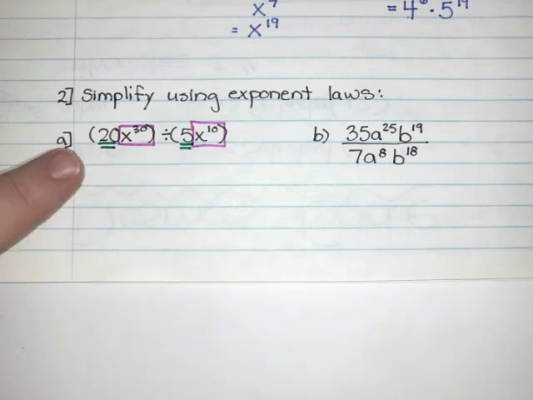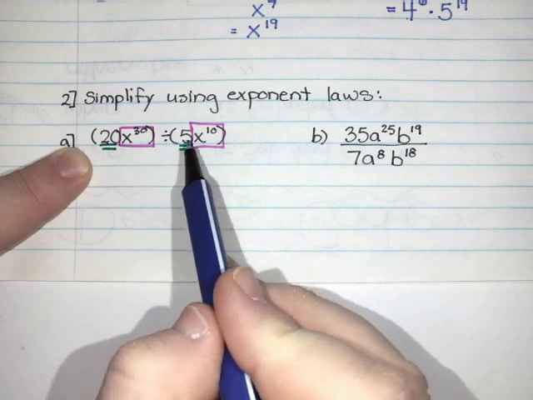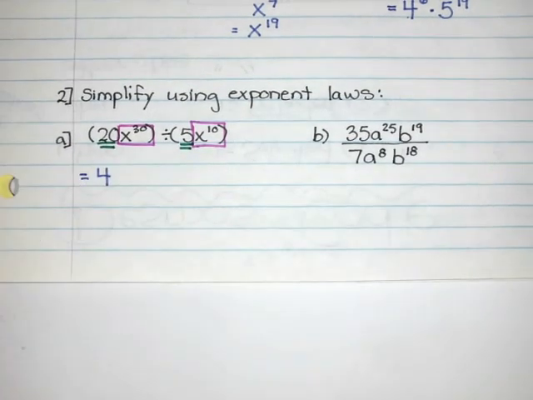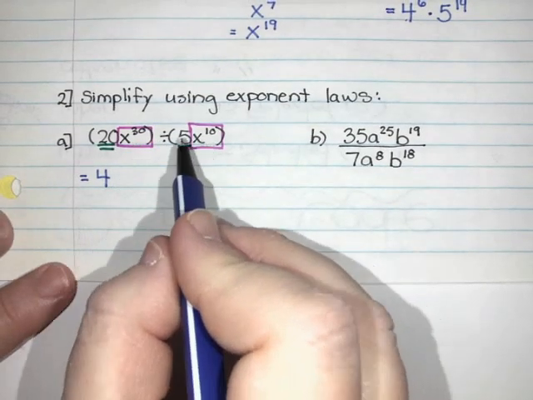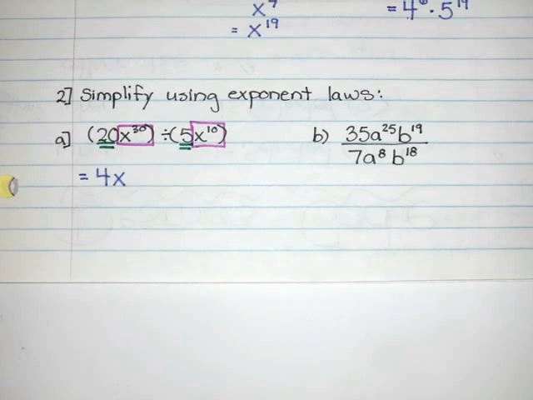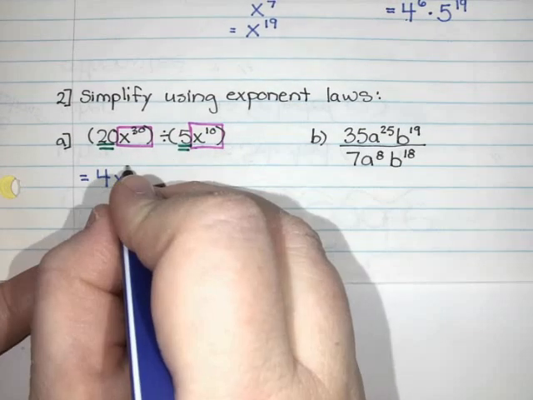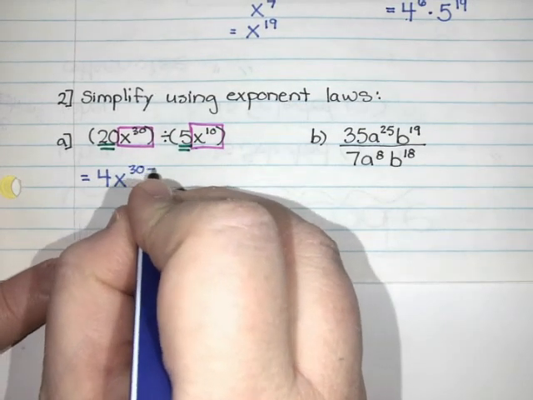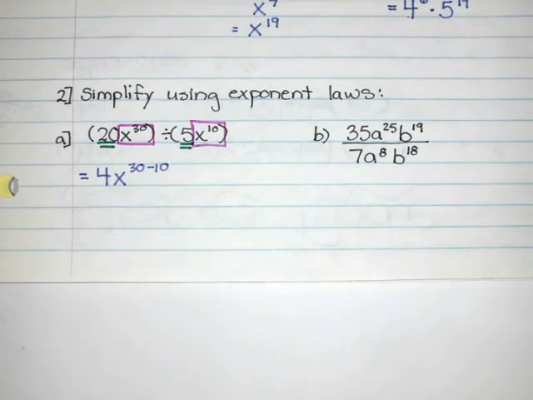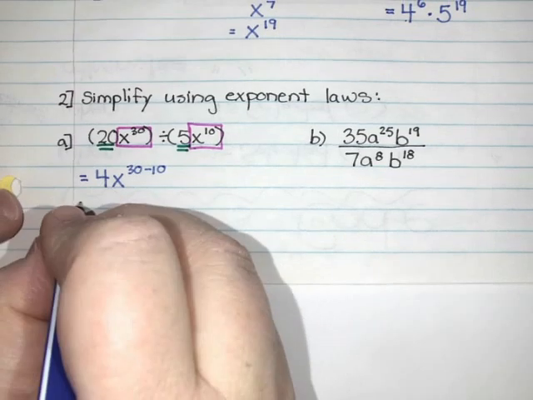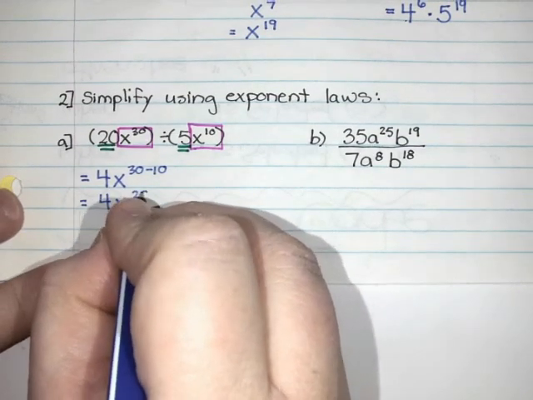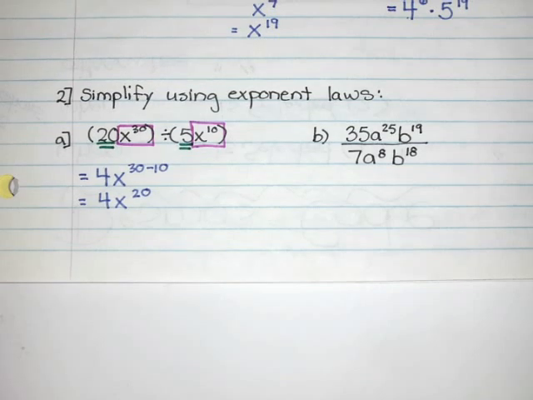So here, I am doing 20 divided by 5. 20 divided by 5 is 4. And then when I go to do the x's, they have the same base, so I am going to use my exponent law. The base stays the same, and then we subtract our exponents. Now, do you have to show that, or could I just calculate it? You could just calculate it, and that would be okay. 30 take away 10 is 20, so this is 4x to the power of 20.